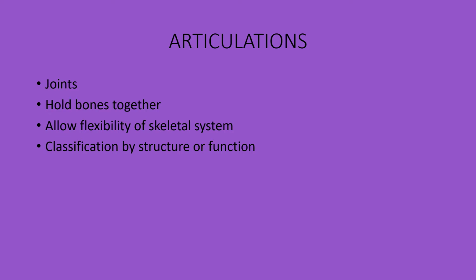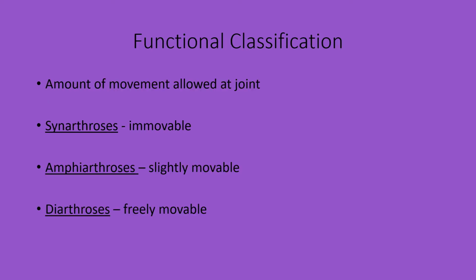So some of these joints are immovable. Some do allow for movement so that as the bones come together, there's bending that may occur. We classify the joints or the articulations by one of two ways. They can either be classified according to the structure or by the function.